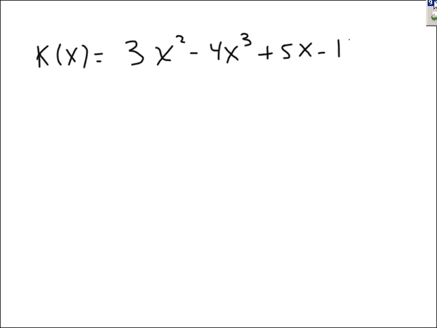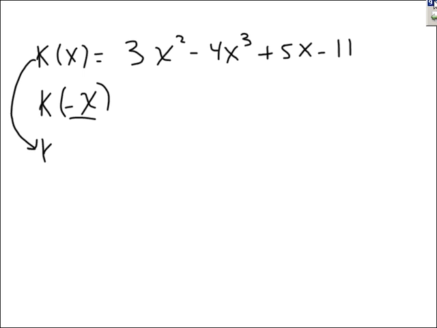Sometimes the minus goes inside the parentheses. Sometimes it goes in front of. Suppose I were to tell you that k of x is equal to 3x squared minus 4x cubed plus 5x minus 11, and I asked you to find k of negative x. I don't care what they put in the brackets.